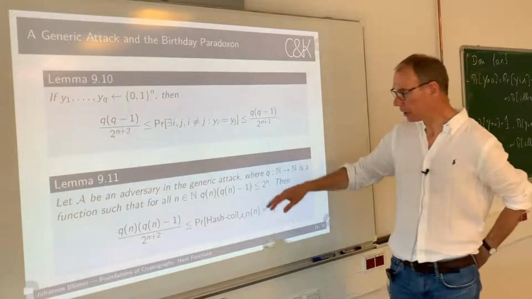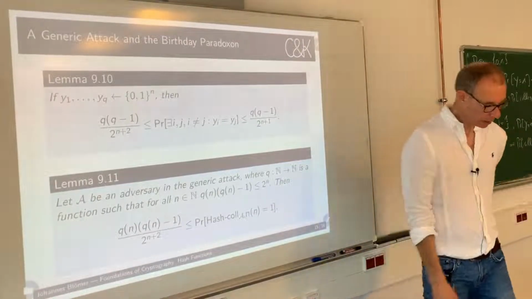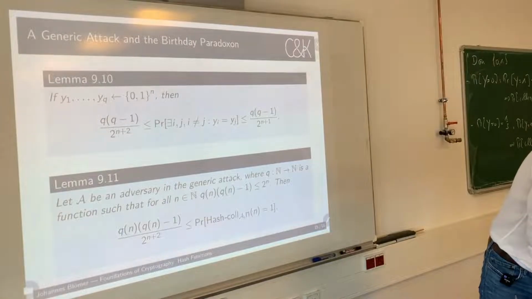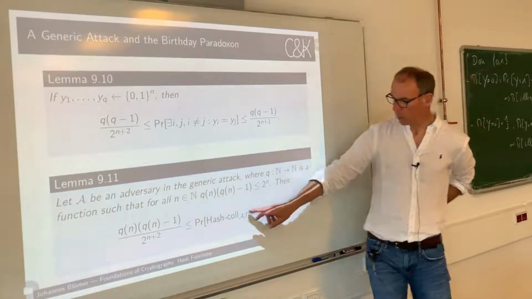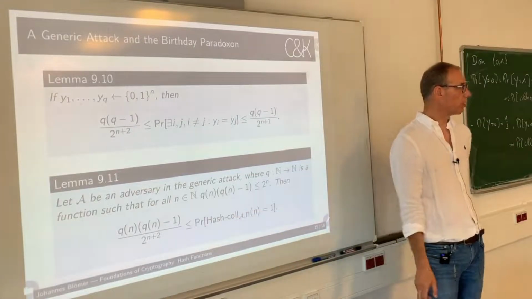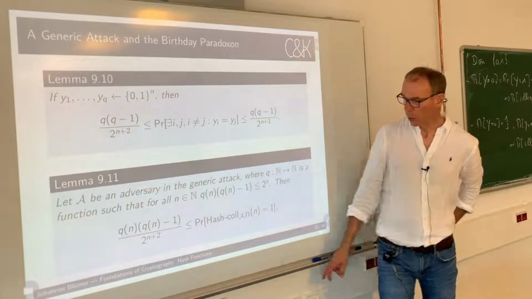Good. Let's see what we get here. What does this mean? So assume that we want to have at least success probability 1/2. Well, how do you have to pick q?